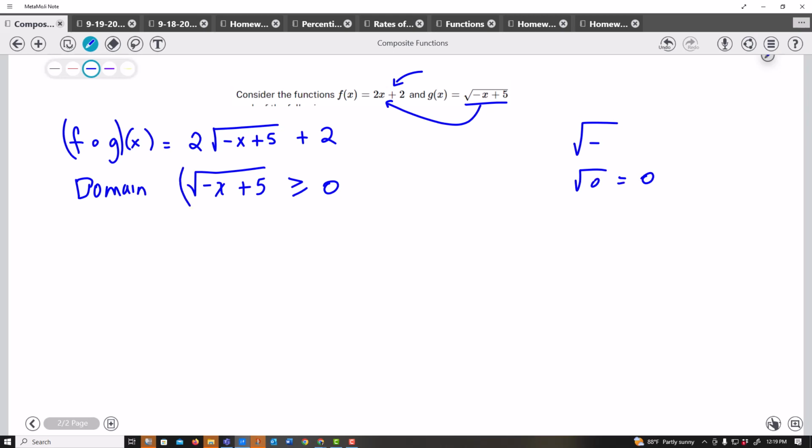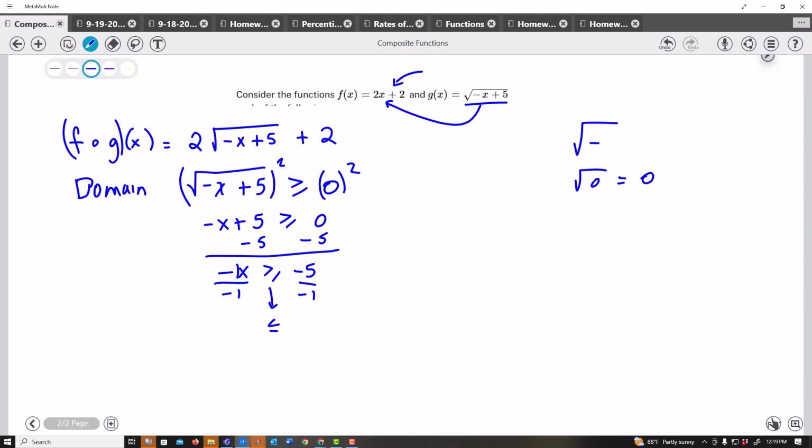So I can solve this by squaring both sides. Remember, when you square what's under a square root, you just get that, and then 0 squared. And so now I could subtract 5 on both sides, so negative x greater than or equal to negative 5. So this is like saying there's a negative 1 there, right? So we could put a 1 right there. When I divide both sides by a negative 1, remember that flips. Okay, so that flips my sign, and so I get a 5.